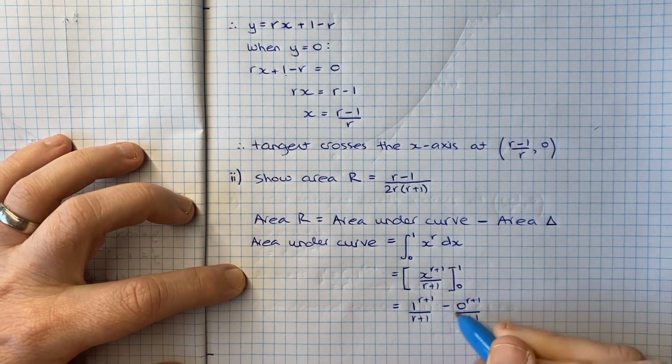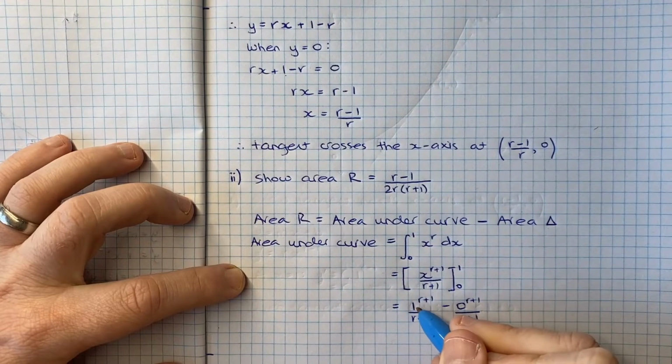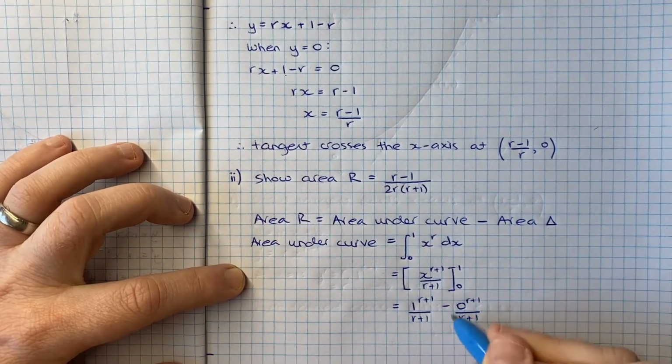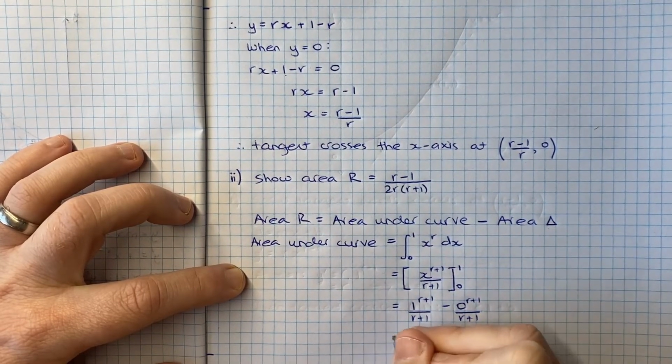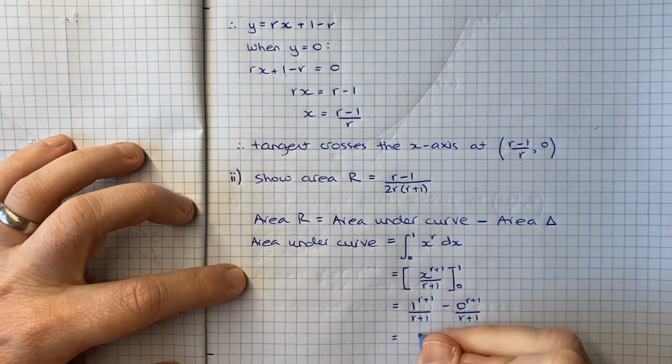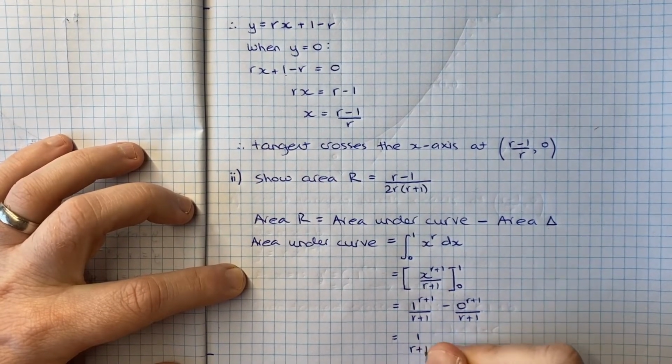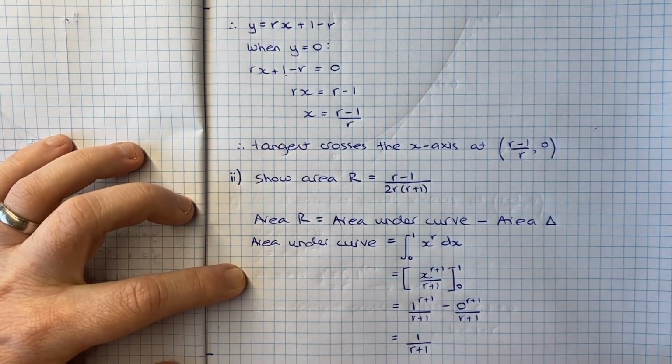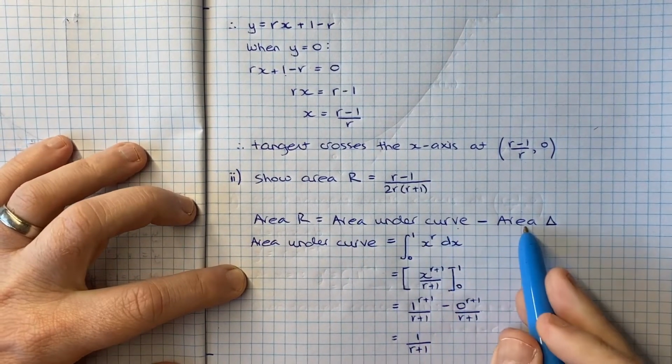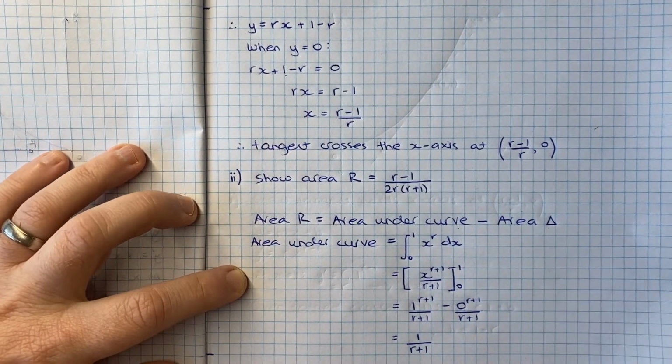0 to the anything is just going to be 0. 1 to the anything will be 1. So this bit disappears and we end up with just 1 on r plus 1. So that's the area under the curve. Now I'll have to turn over and we'll do the area of the triangle.